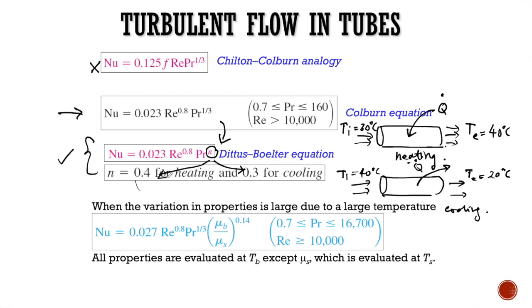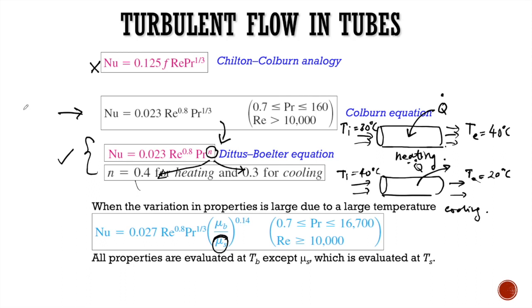How to know? You have to draw and check whether your exit temperature is greater than the inlet temperature, or your inlet temperature is greater than the exit temperature. Again, when there is a large temperature difference between the surface temperature and the fluid temperature, you may use this equation to determine the Nusselt number. Here, all the properties will be evaluated at the bulk mean temperature, and only mu s will be evaluated at the surface temperature.